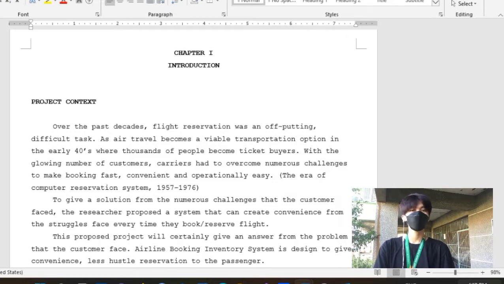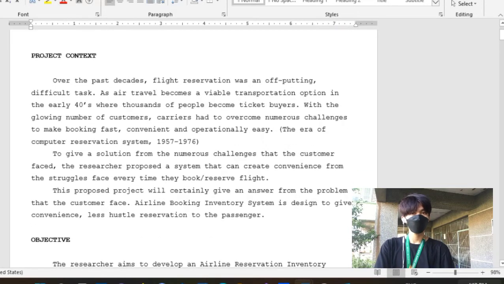I'm JB De Lagahet, and I will propose a solution to the current problem that customers face every time they book or reserve a flight. This proposed system will certainly give an answer to the problem that the customers face. The airline booking inventory system is designed to give convenience and a less hassle reservation to the passenger.